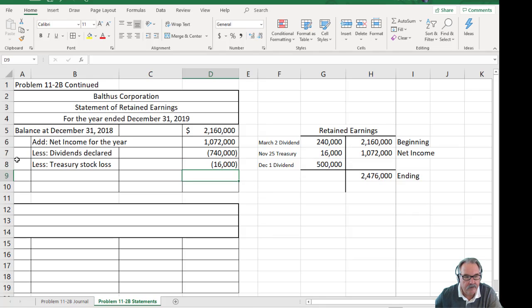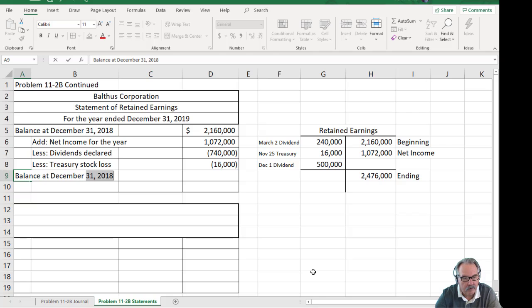And so our balance at December 31, 2019 should be 2,476, and it is. And I'll draw a line.